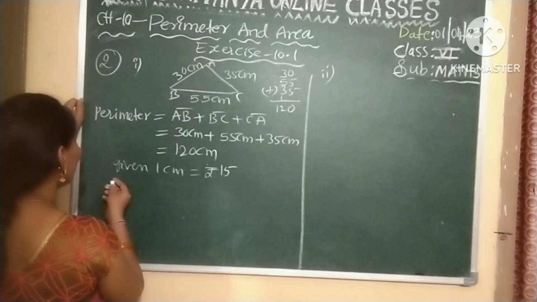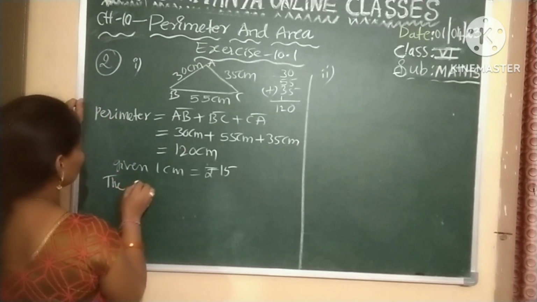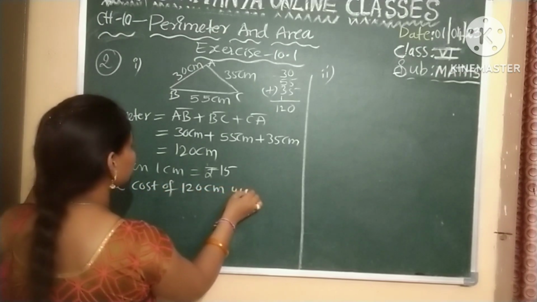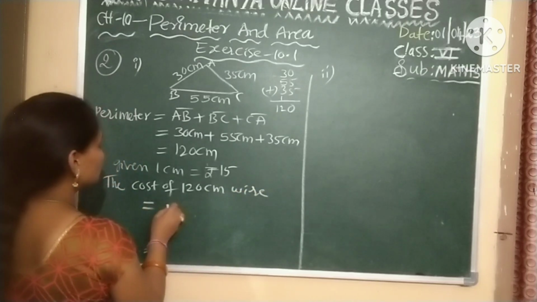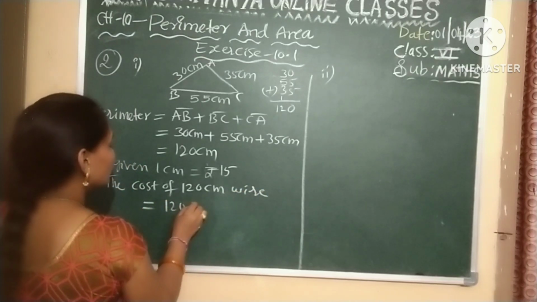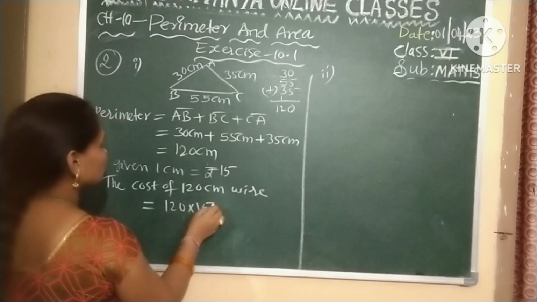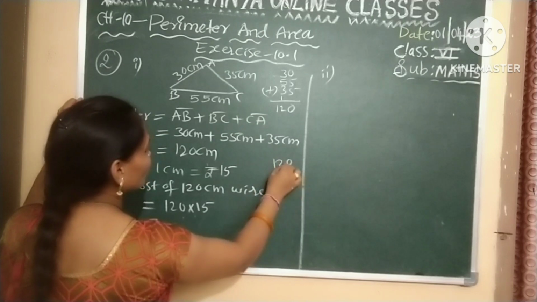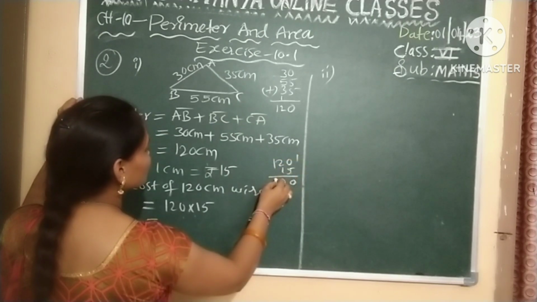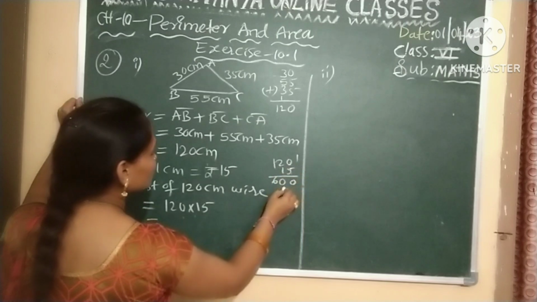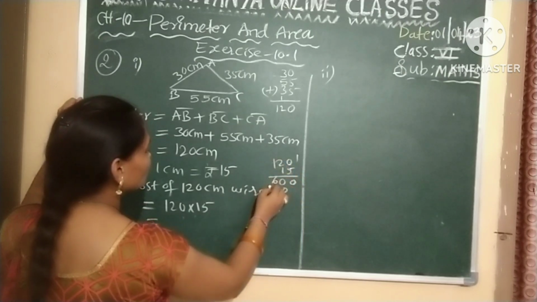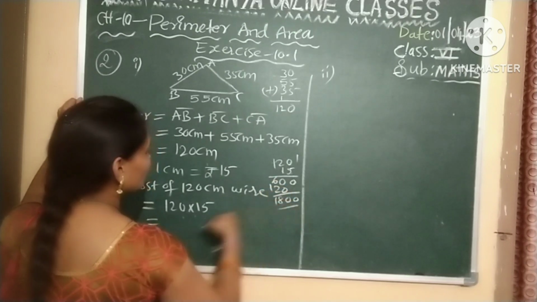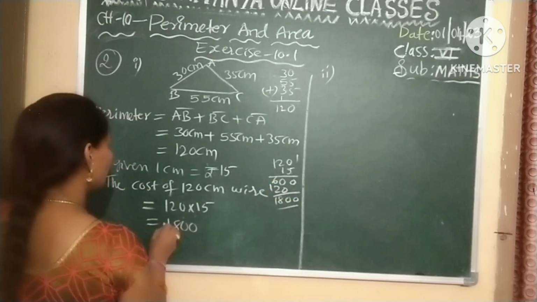The cost of 120 centimeter wire is equal to 120 into 15 rupees. So do the multiplication. 0, 5 2s are 10, 5 1s are 5, plus 1 is 6. Then 0, 2 1s are 2, 1 1s are 1. Now 6 plus 2 is 8, 1, so 1800 rupees.